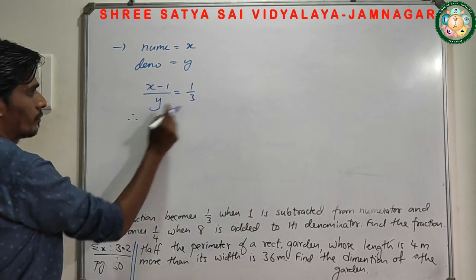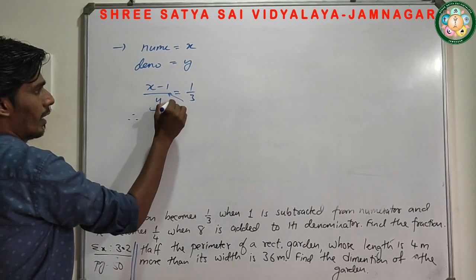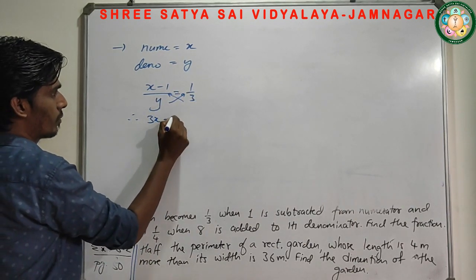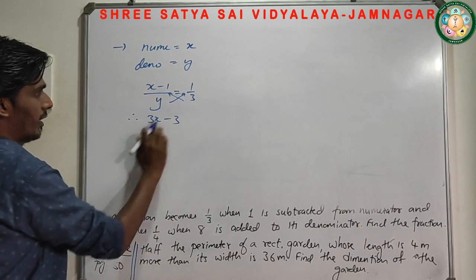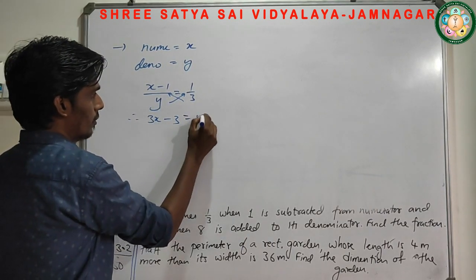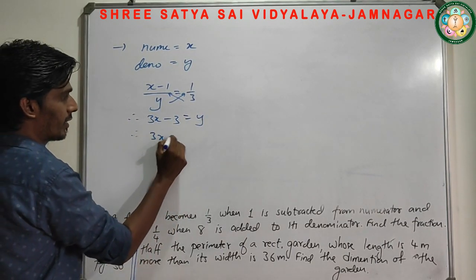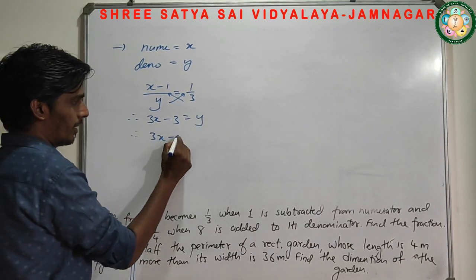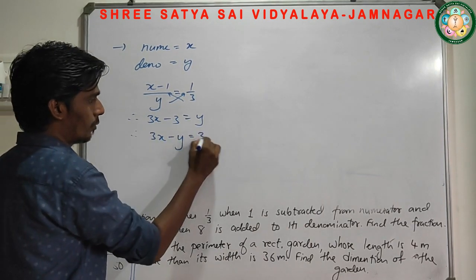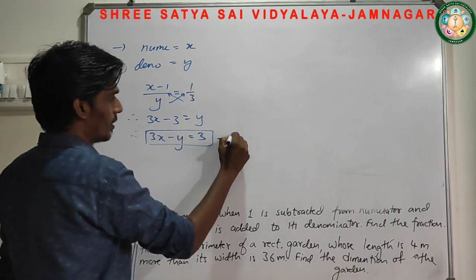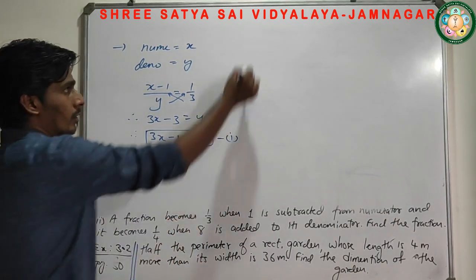Cross multiply. 3 will move here and y here. So 3x minus 3: 3 into x is 3x, and 3 into minus 1 is minus 3. Therefore 3x, y will come to this side as minus y, and minus 3 becomes plus 3. So 3x minus y equals 3. This is equation 1.